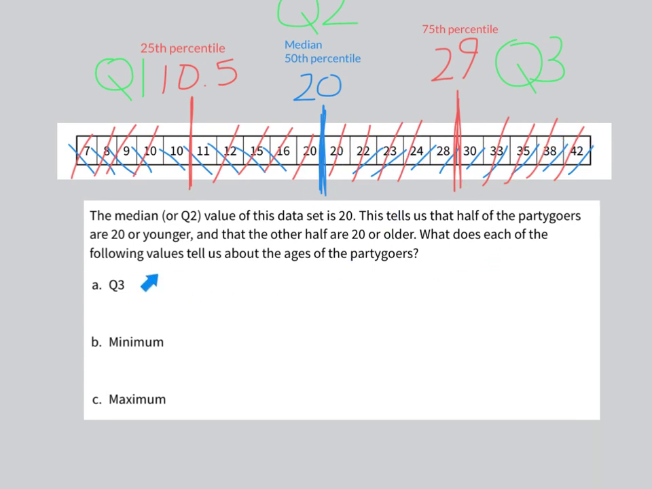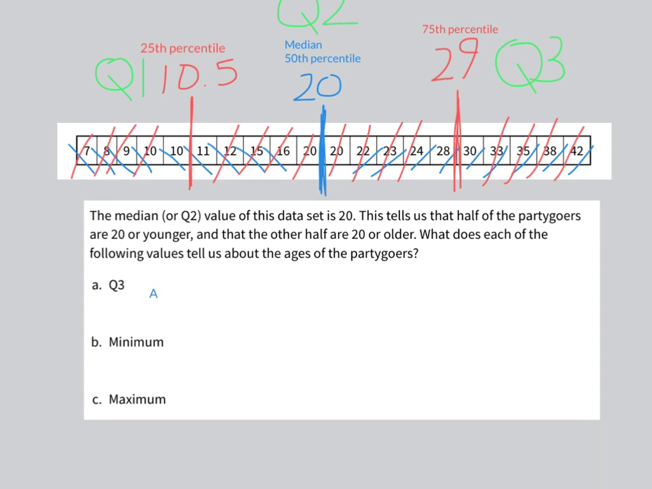So let's see what the other things tell us. What does Q3 tell us? What does each of the following values tell us about the ages of the partygoers? The first thing we're talking about is Q3, which is 29. That's the 75th percentile. It breaks things up into 75% and 25%. So let's write down some sentences that we know from the fact that 29 is the 75th percentile.